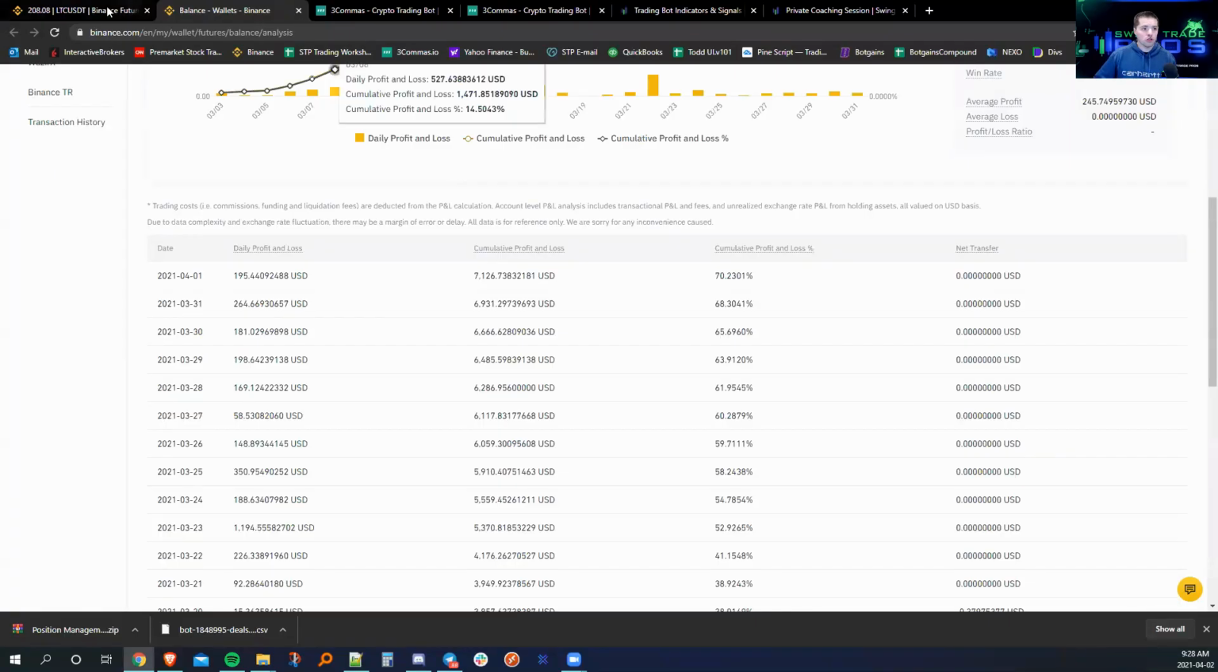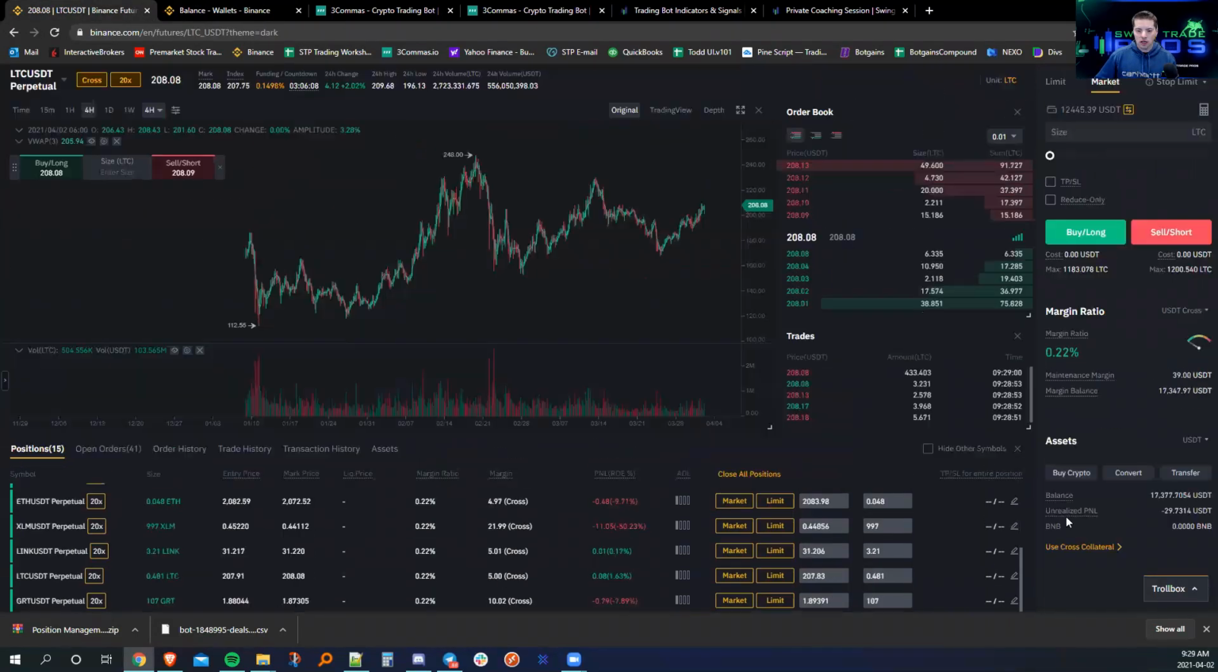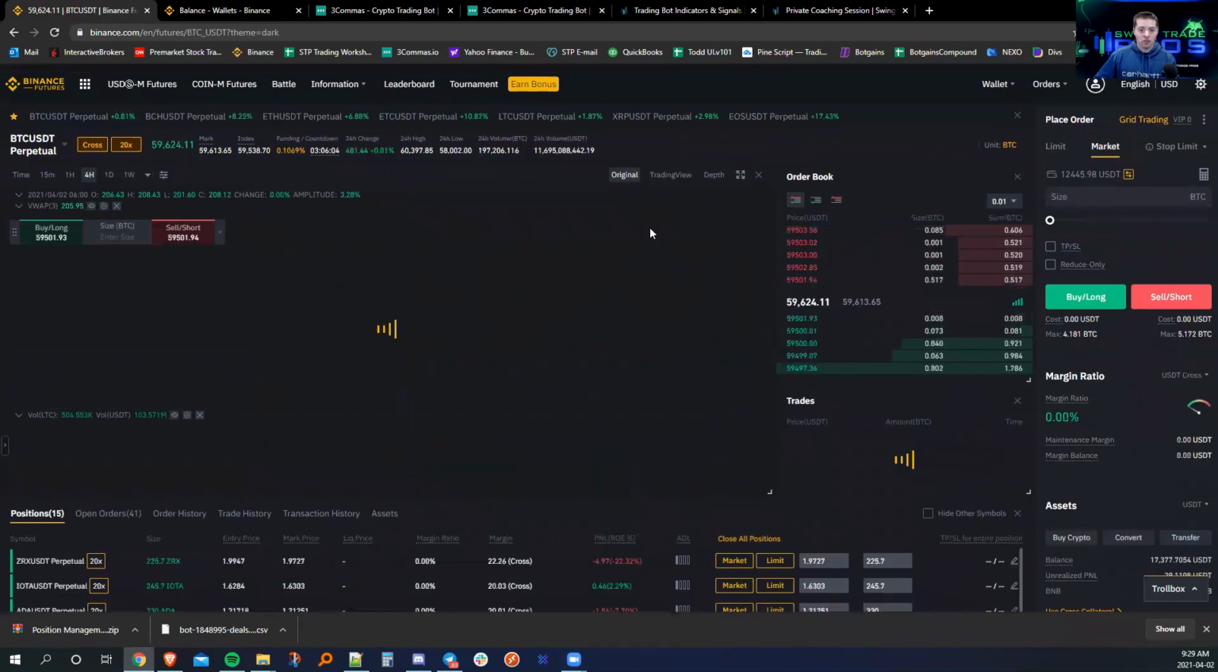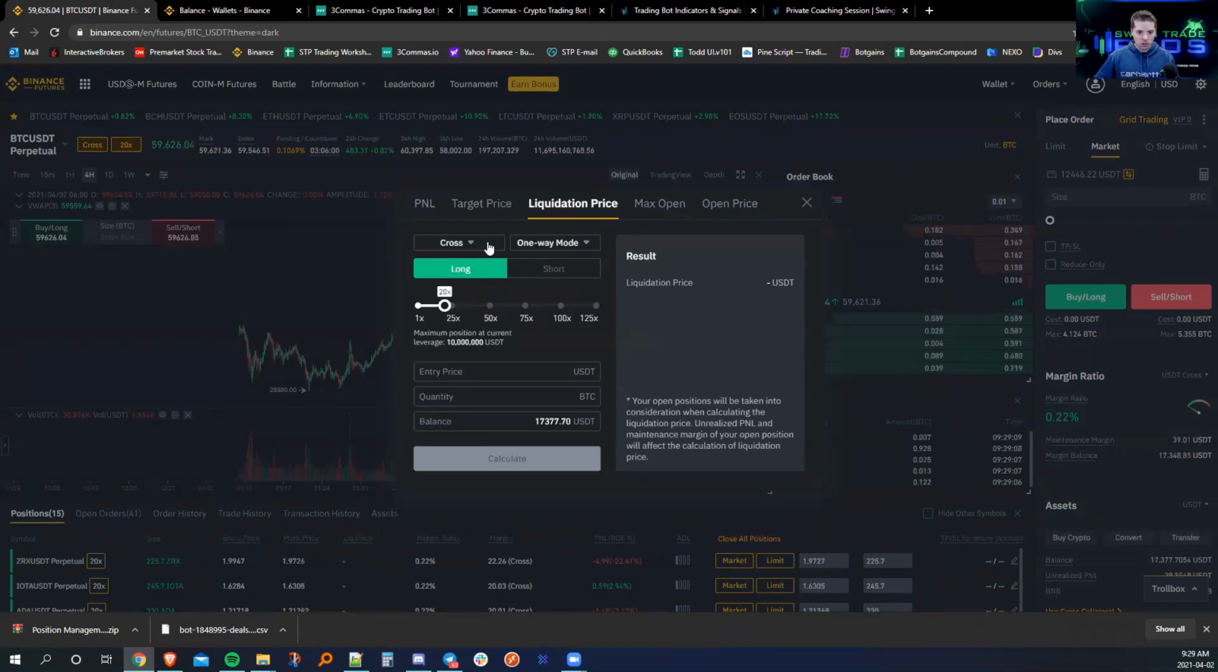Now let's go to Binance Futures and let's work through a few examples here on liquidation price. Let's go to BTC. So I'm going to use cross, I'm going to use long, and I'm going to take the current price right now, 59,606. I'm going to put 59,606 as the balance. So it's 1-to-1. It's the exact same.